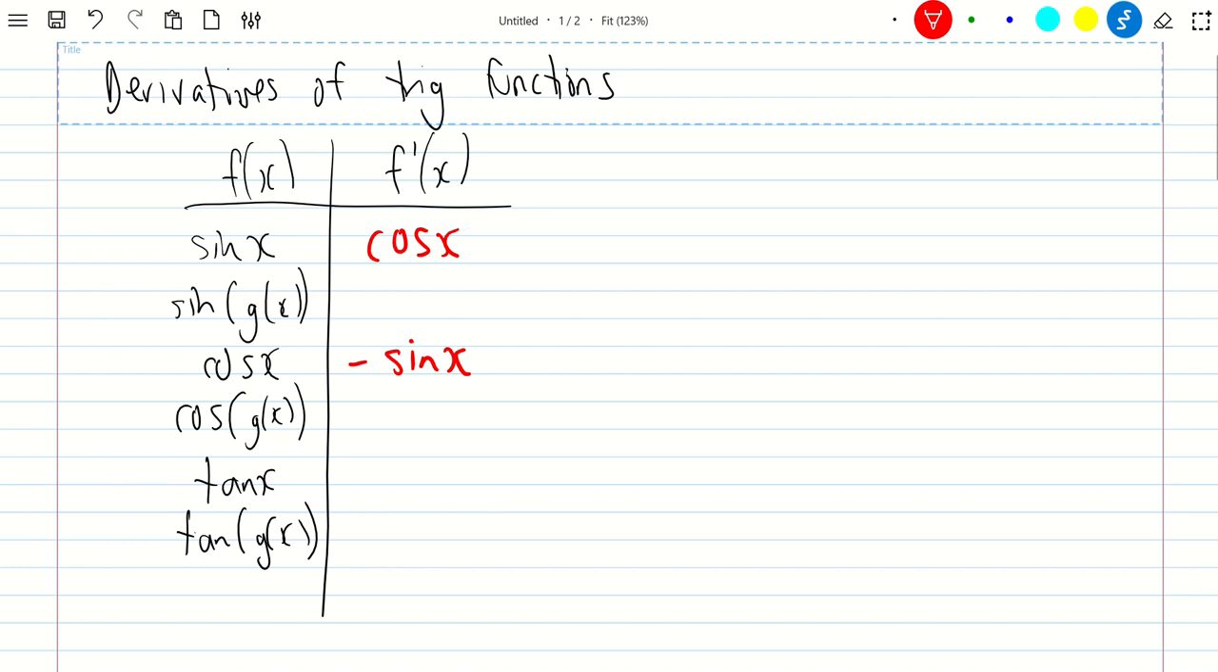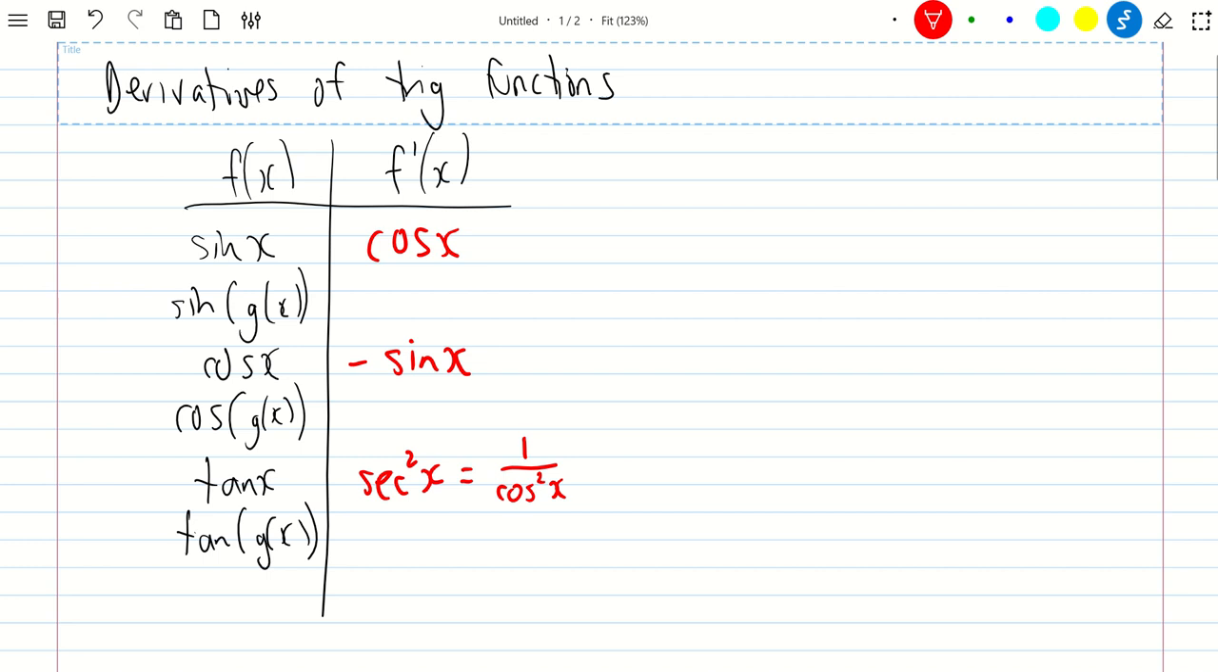And finally, the derivative of tan x is sec squared x. Now, if you haven't seen sec before, that's okay. What that's equal to is 1 over cos squared x. Okay, so that's a bit of a tricky one, but you will see that every now and then. So the derivative of tan is sec squared, okay, which is 1 over cos squared.